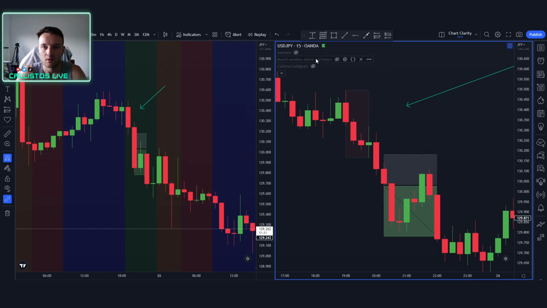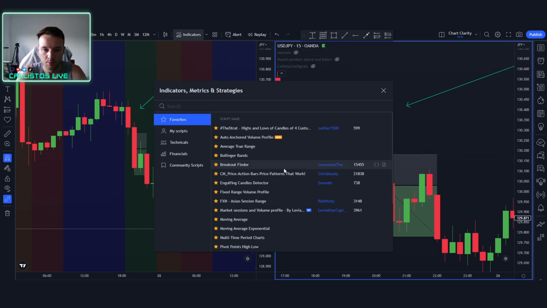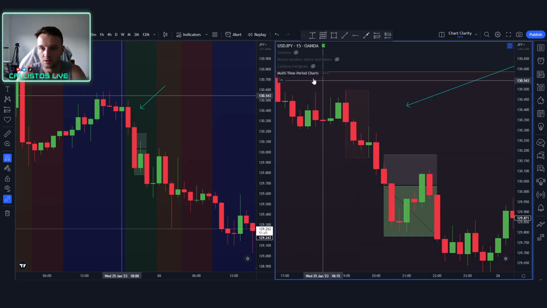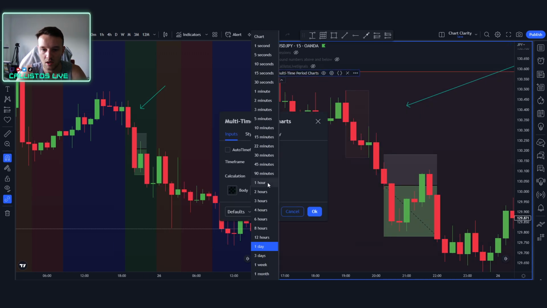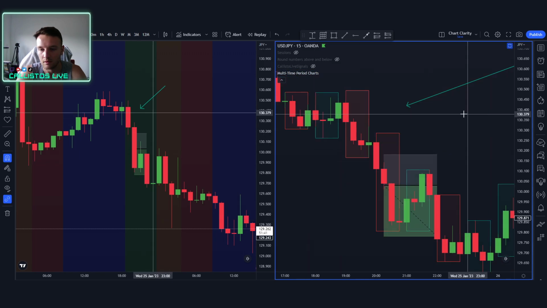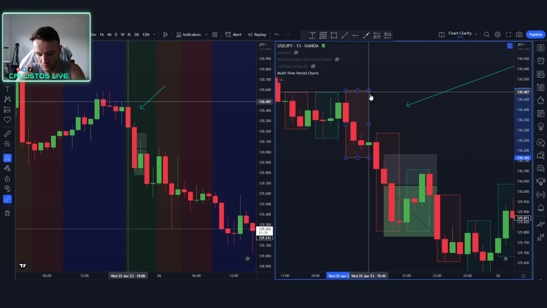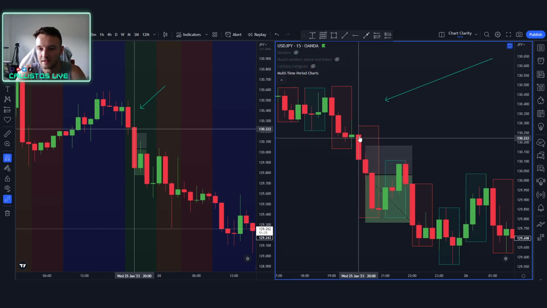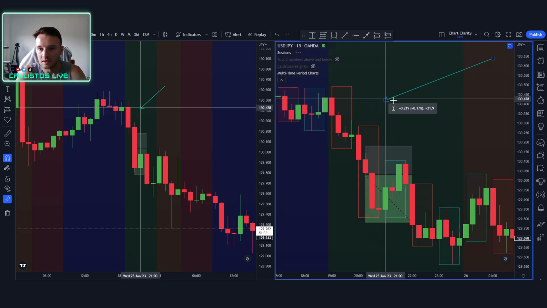In fact, to make it a little bit easier to see, if I pull up the multi-time period charts and go to the 1 hour, we can see the 1 hour candles here. This is the 1 hour candle, London open, if I turn on sessions right here.